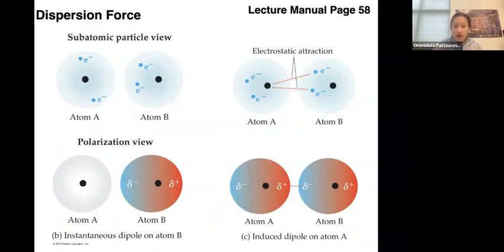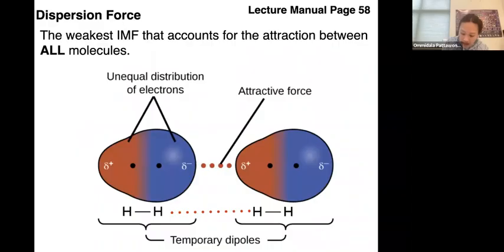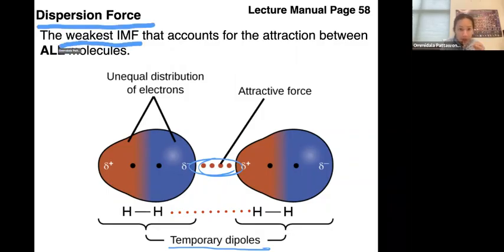So in this case, we can say that this attraction force is going to occur temporarily. This dispersion force is going to be the weakest type of IMF, because it's not permanent; it happens at the instantaneous moment.